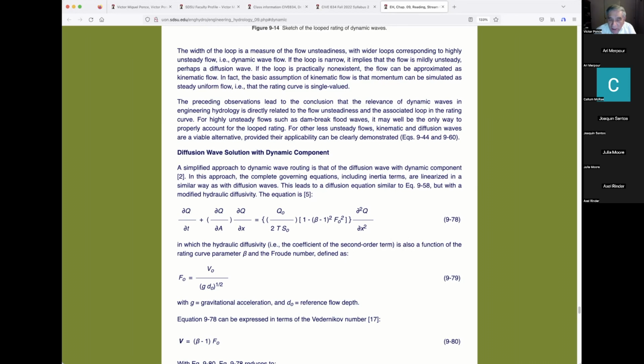The only difference being that Hayami did not come up with the parentheses. He didn't have this. He just had this. And everybody calls this the Hayami diffusivity, this over here. Can you see what I'm circling?